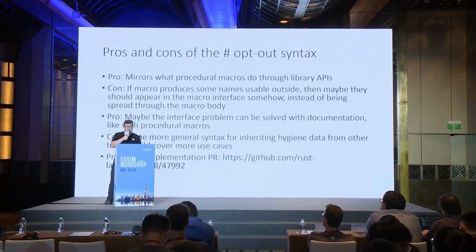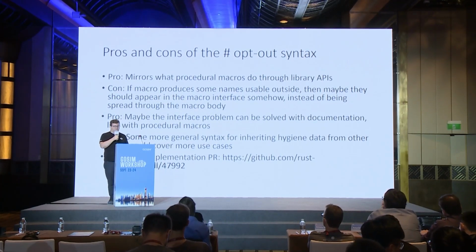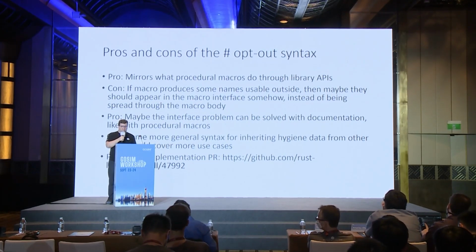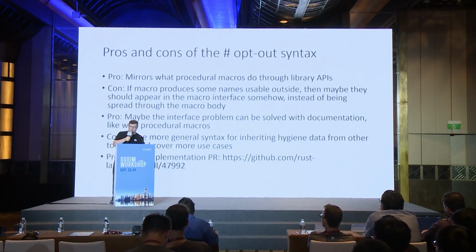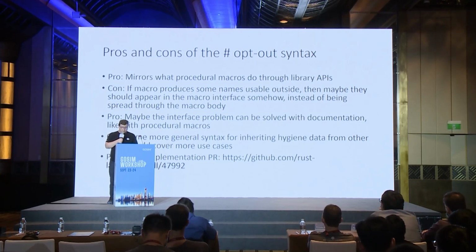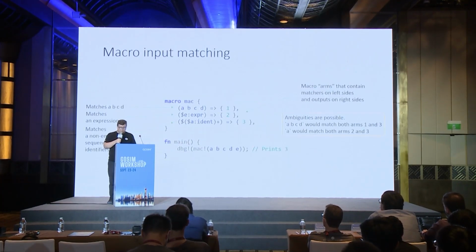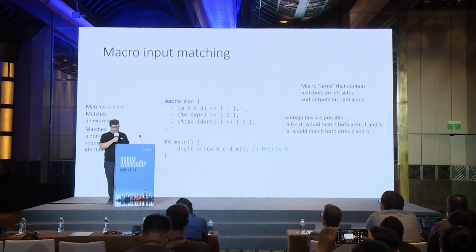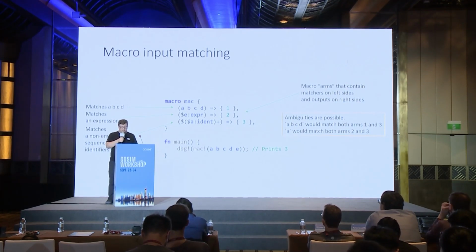It is also possible that we need to add syntactic sugar not for this feature, but for some more general feature. For example, inheriting hygiene data not just from call site, but from arbitrary tokens as well. There is a prototype implementation for this, but it was not merged due to these concerns. And another issue with declarative macros is macro input matching.